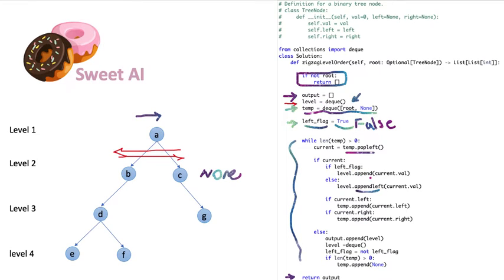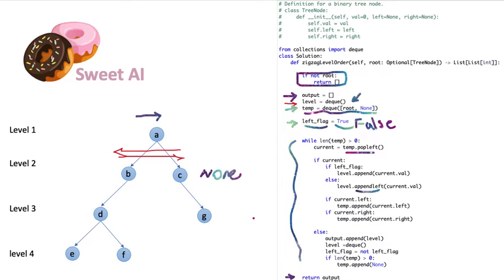If the flag is true, we add at the right side, and if the flag is false, which means it's from right to left, we add at the left side. Then we check if the node has any children, and if it has a left child or right child, we add them to the temporary list.